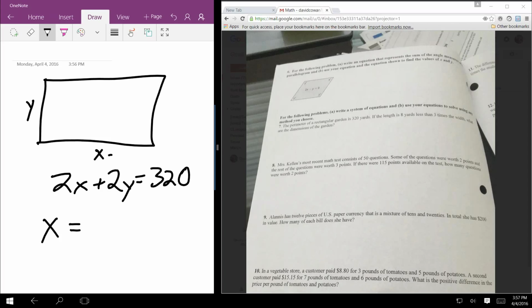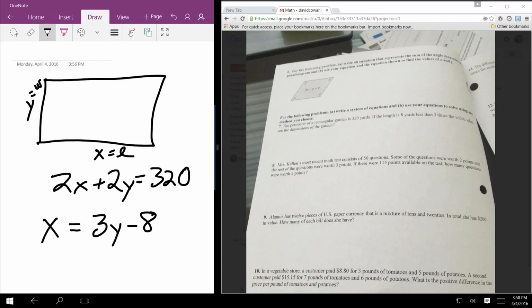X is the length. Okay. And it wouldn't even matter if you had it mixed up. So how do I write the length is 8 yards less than 3 times the width? X is the length. There's 3 times the width minus 8.